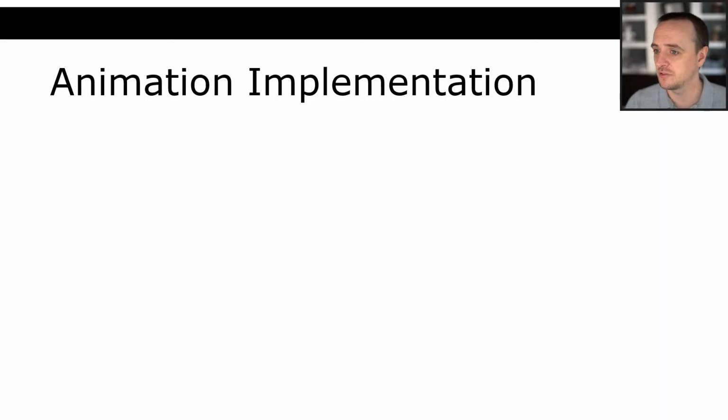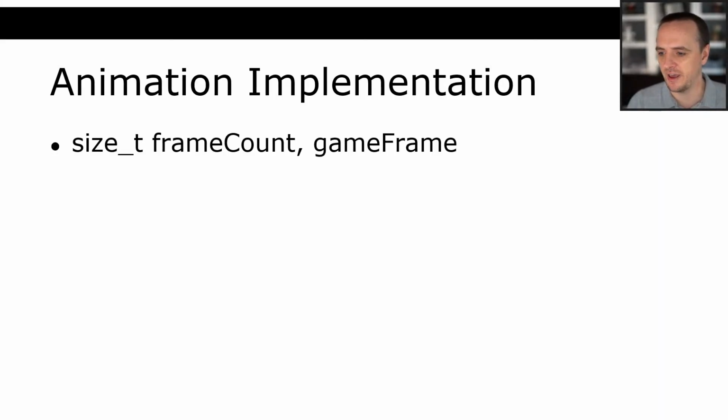We are going to have some variables. So we are going to have the following variables. We're going to have a frame count. That's the number of frames of animation that this animation has. We are also going to have a game frame count. So game frame is essentially going to be the number of game frames that this animation has been alive, right?